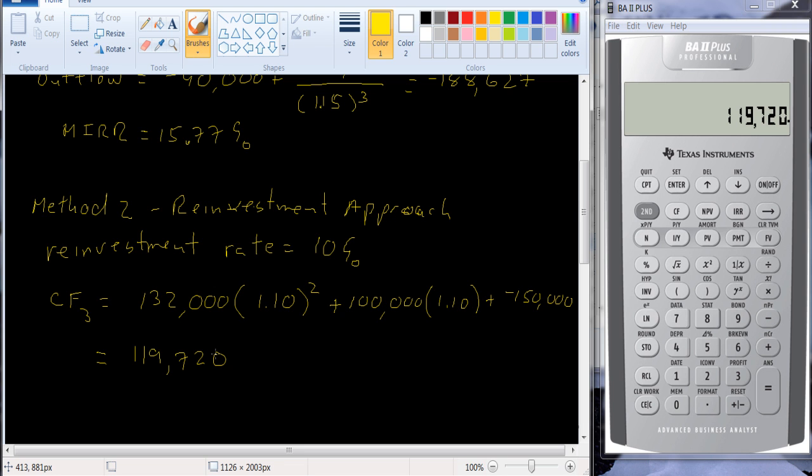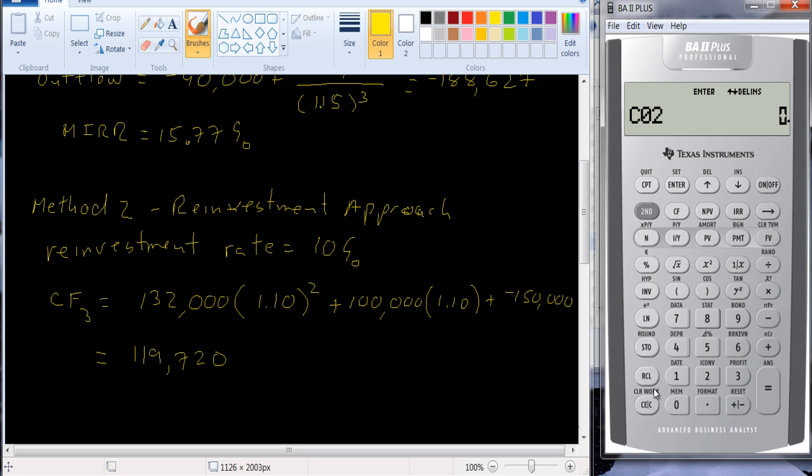We have the minus 90,000 in year 0, and we've taken everything out to year 3, and the 119,720 in year 3. Okay, year 1's cash flow is 0. Year 2's cash flow is also 0. So let's just go back. We'll use our financial calculator again. And so the first cash flow is minus 90,000. Enter. The next cash flow is 0. Hit the enter key so it registers. And that's going to occur twice.